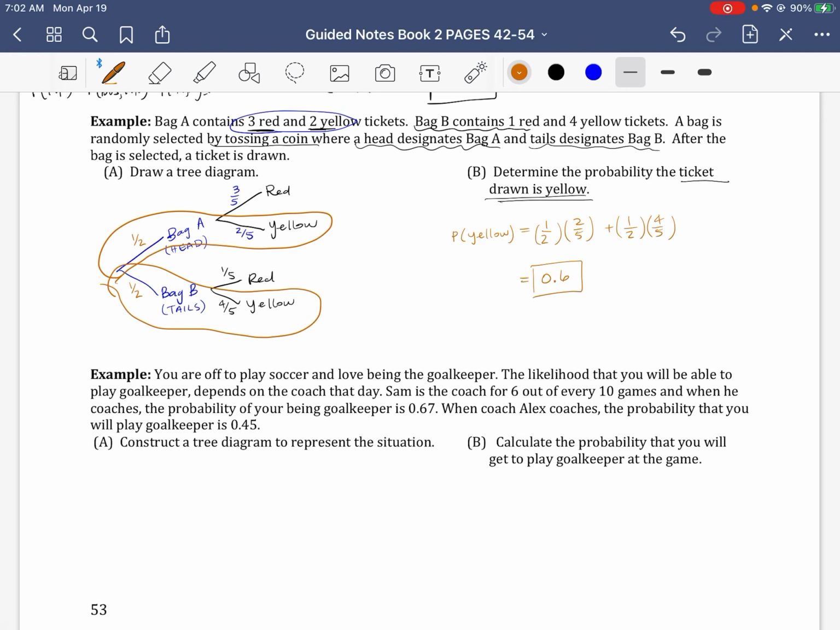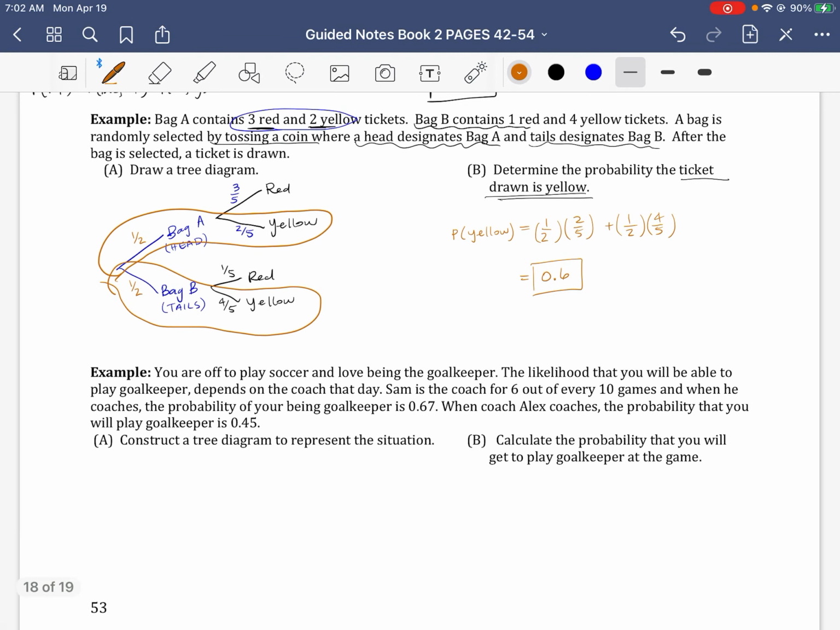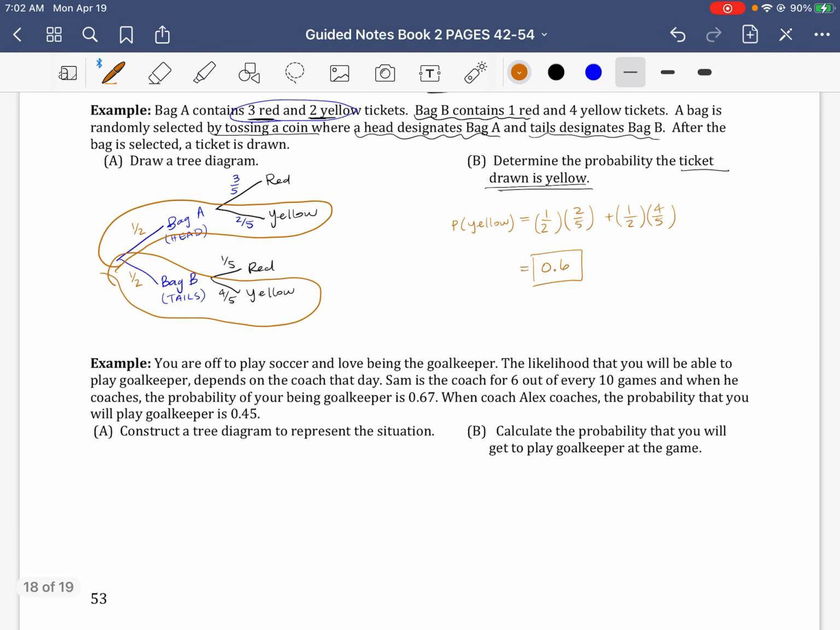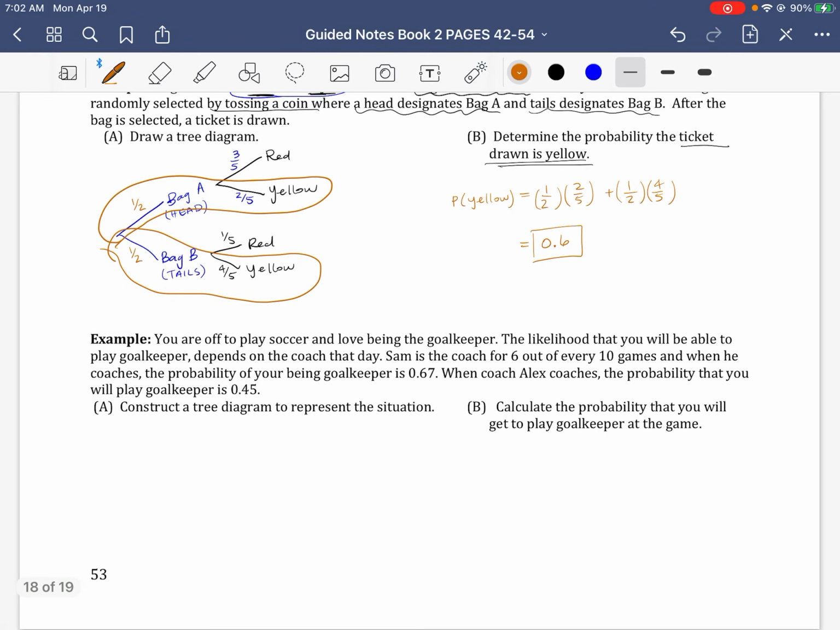The next example, you are off to play soccer and love being the goalkeeper. The likelihood that you will be able to play goalkeeper depends on the coach that day. Sam is the coach for 6 out of every 10 games, and when he coaches, the probability of your being goalkeeper is 0.67. When Alex coaches, the probability you'll play goalkeeper is 0.45.